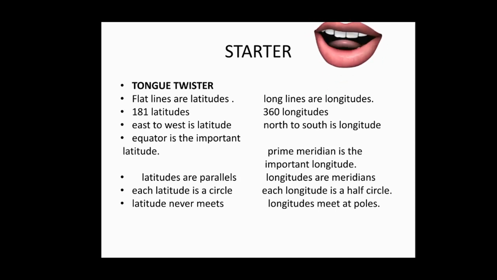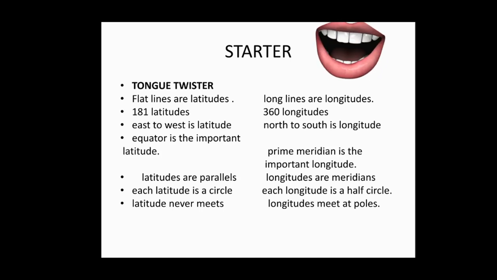East to west is latitude, north to south is longitude. Equator is the important latitude, prime meridian is the important longitude.